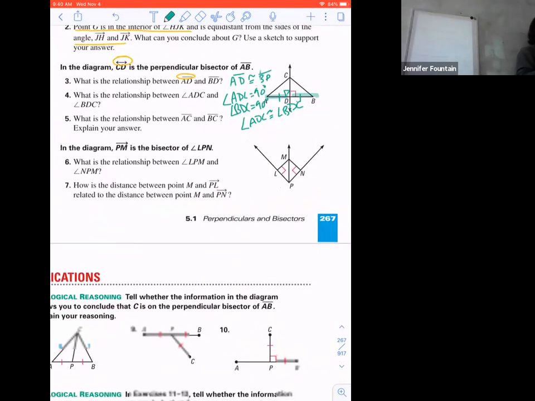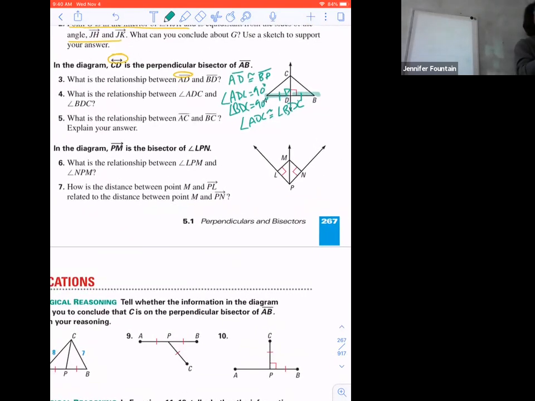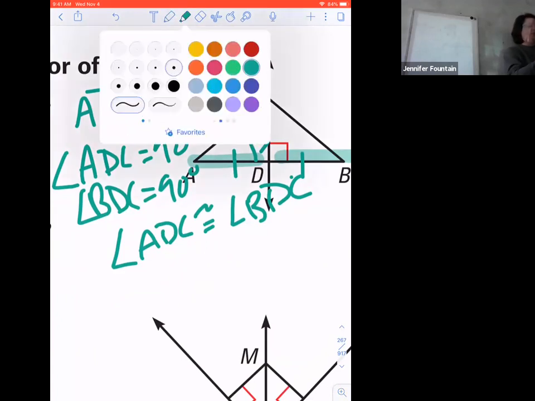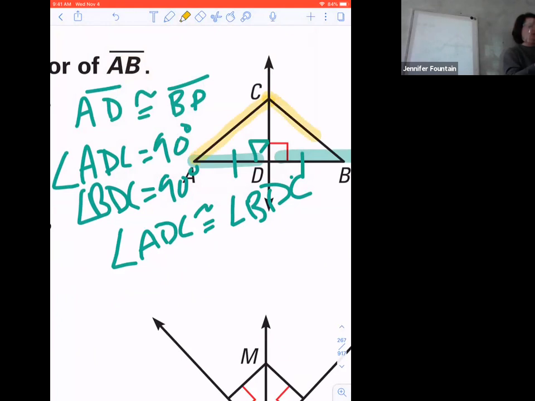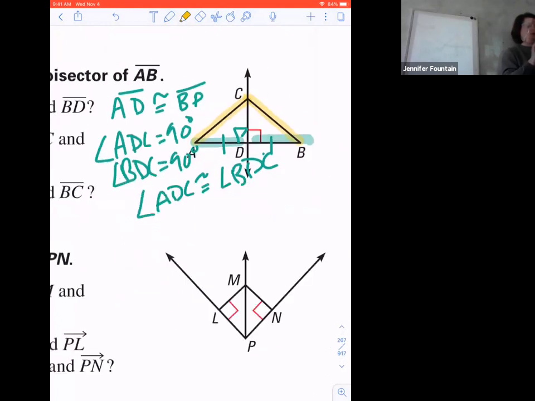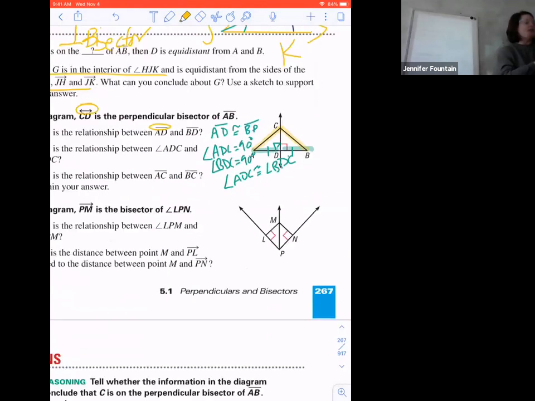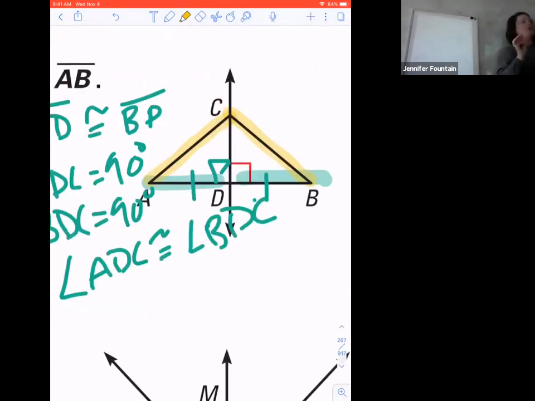And then it says, what is the relationship between AC and BC? And it says to explain your answer. I can't just give it and be done. What do I know about these two sides? Both the legs of the hypotenuse. Well, they're not, okay, legs and the hypotenuse are two different things. They are the hypotenuses of a right triangle, but what do I know about AC and BC? What are their measures going to be?